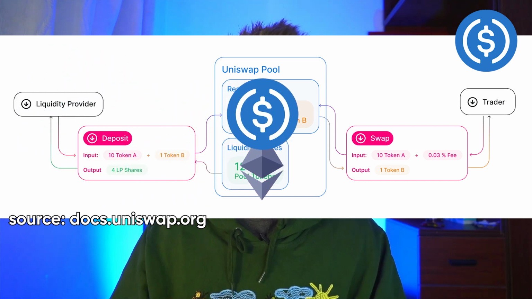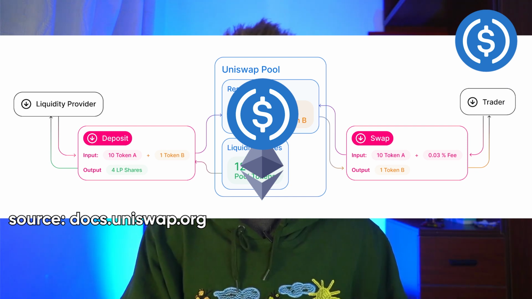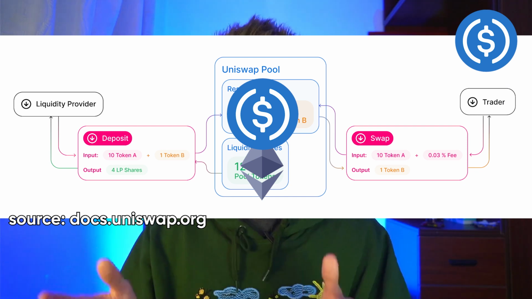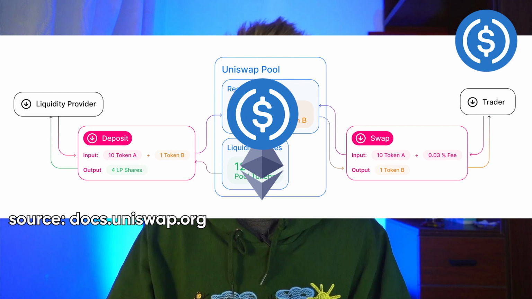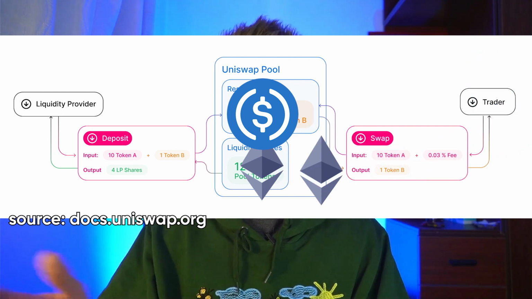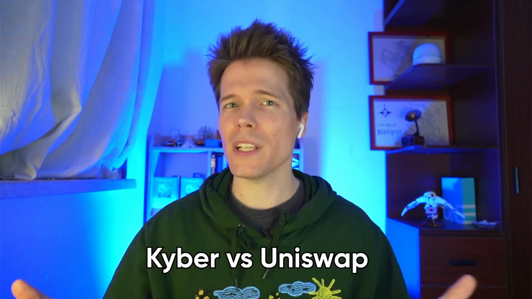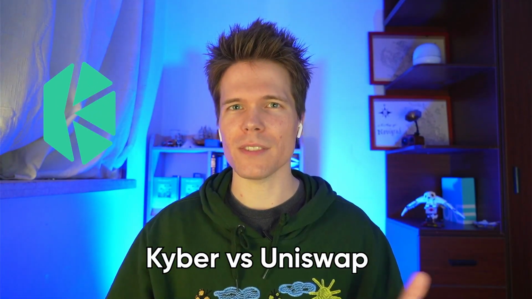Liquidity providers contribute equal amounts of USDC and ETH to the pool, ensuring that there's sufficient liquidity to match traders' demand for swaps in either direction. Many other exchange protocols use a similar concept. For example, Curve Finance uses pools that are comprised of multiple stablecoins. But Kyber works a little bit differently.